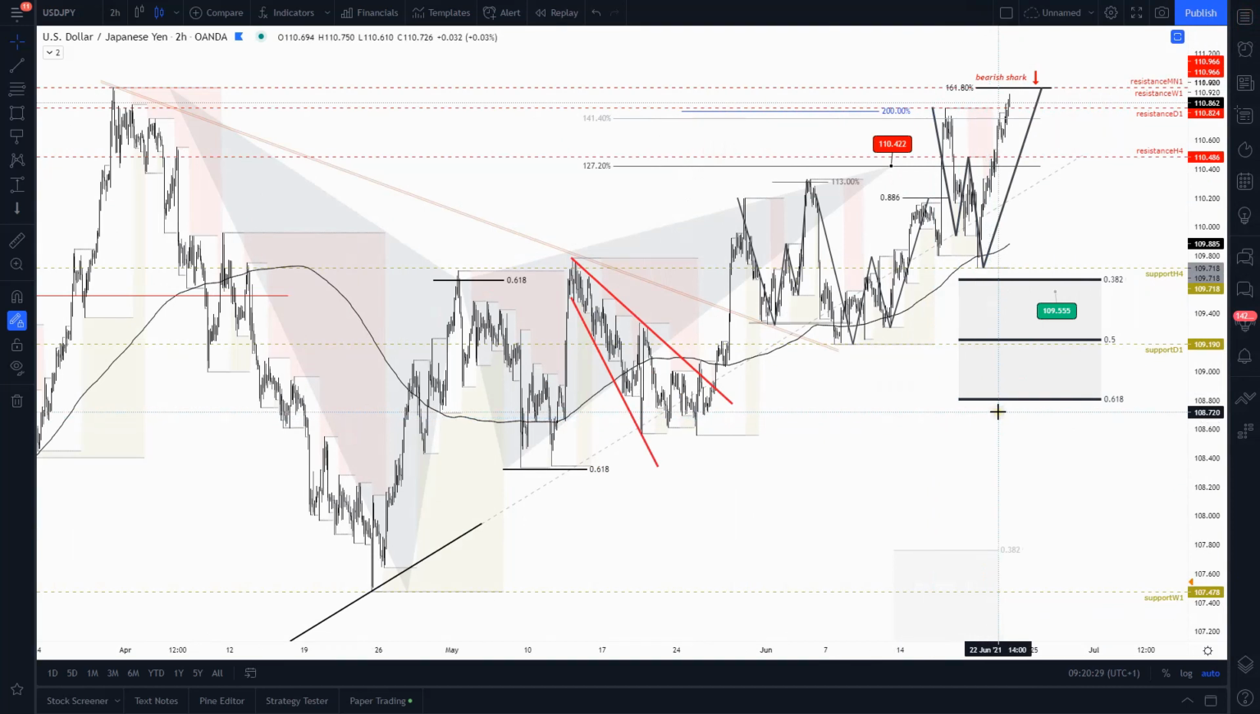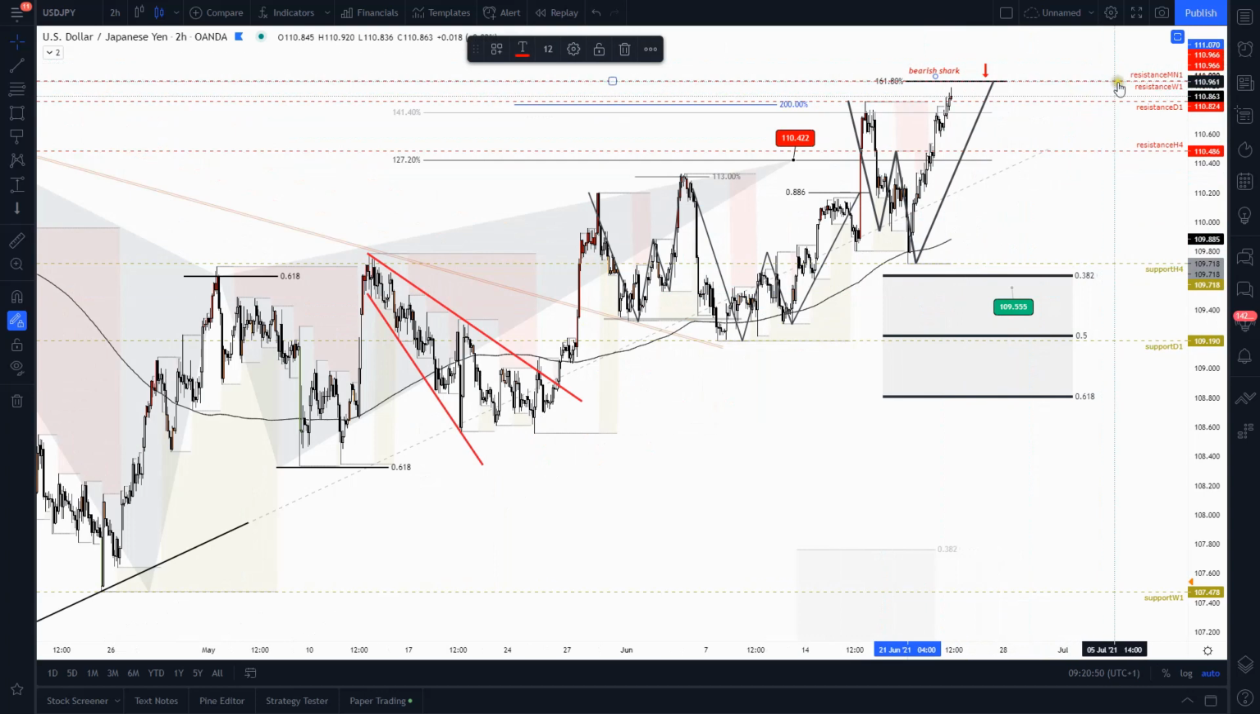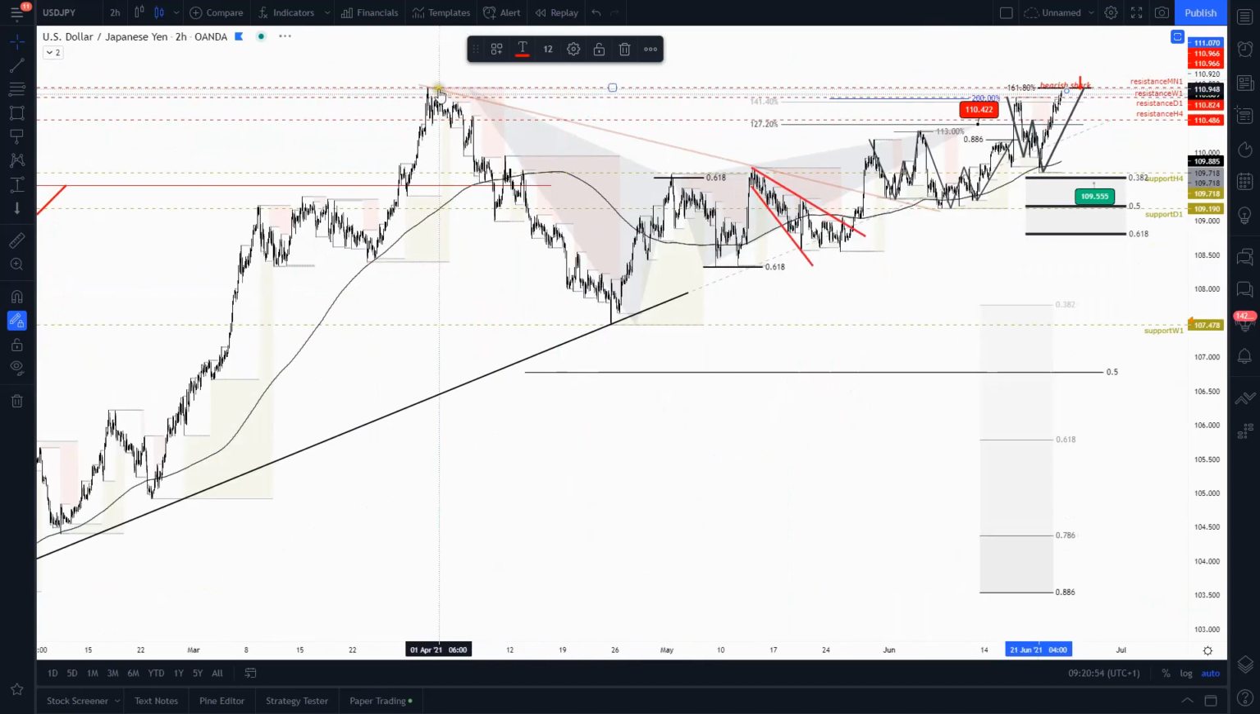A couple of patterns are being completed for the Japanese yen. Actually, one of them didn't complete at all: after the price touched that 88.6% Fibonacci, it completely ignored that level and was pushed into new highs. So at this point we have one eventual bearish shark pattern projected right at this monthly fractal resistance, the previous structure highs from the first days of April or the last days of March.